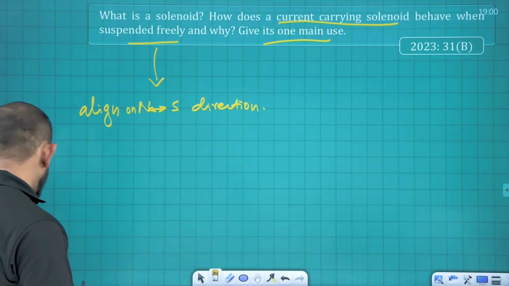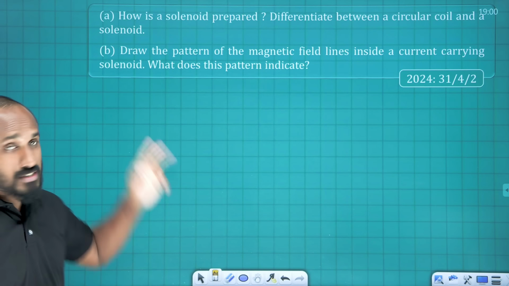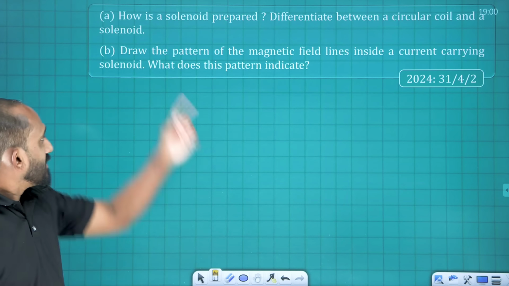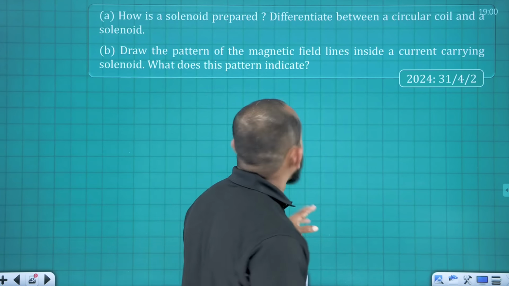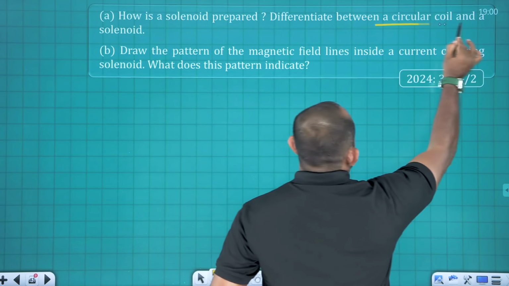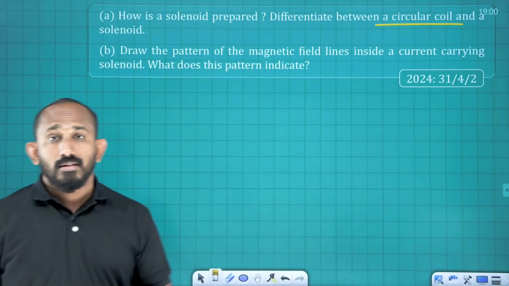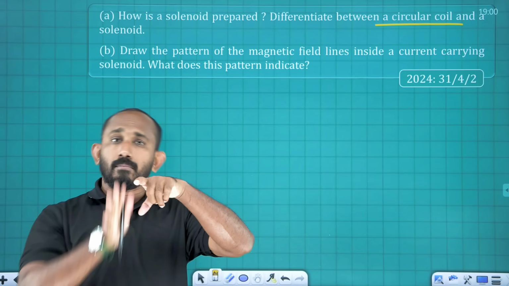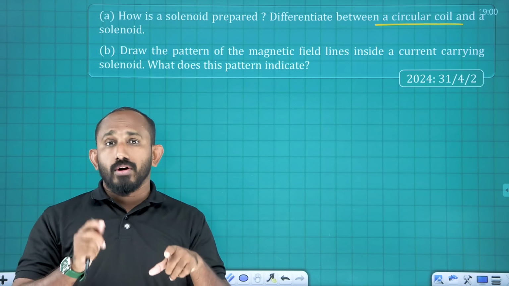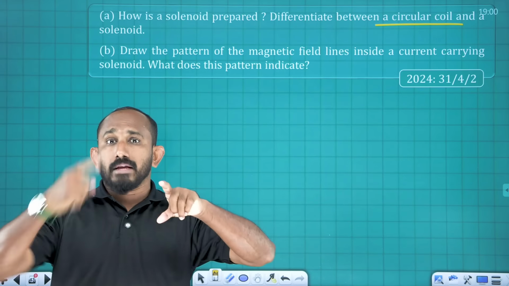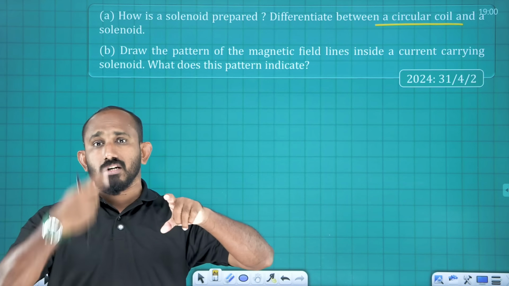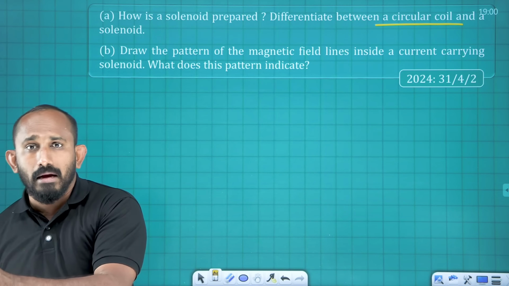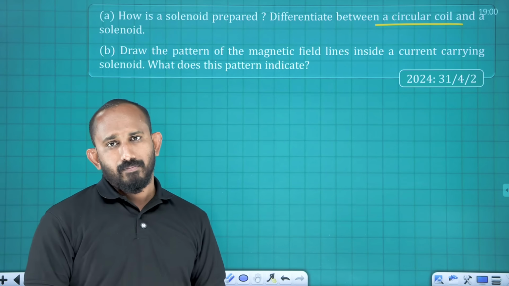Next question, let's see. How is a solenoid prepared? See, the same question in a different flavor came, is it? Differentiate between a circular coil and a solenoid. See, another add-up. A circular coil has one turn and has a uniform magnetic field inside it. Then a solenoid has a cylindrical coil. It has many turns. So each turn conducts the same current and magnetic field. It adds up. So a stronger magnetic field is produced by a solenoid.